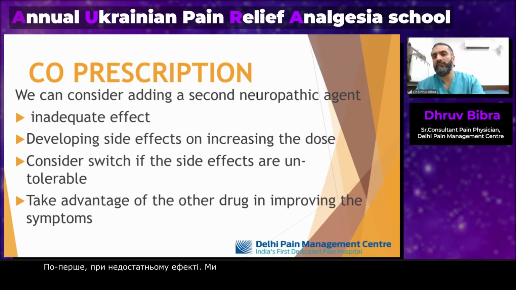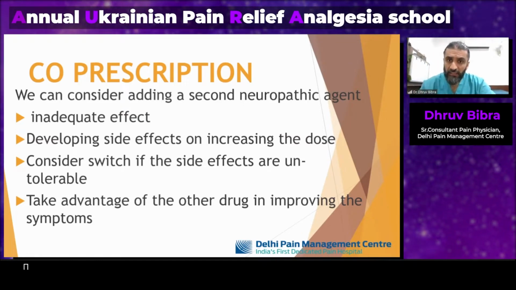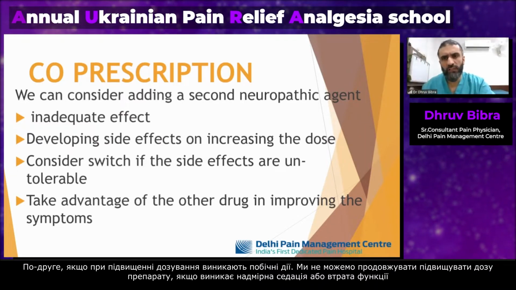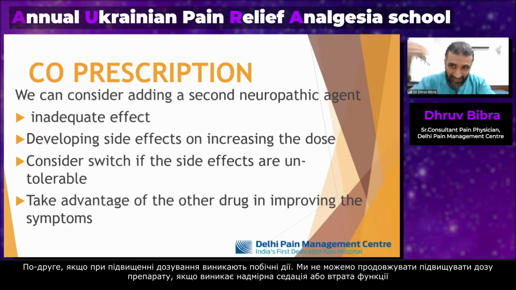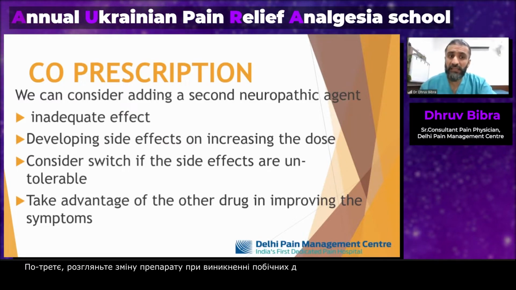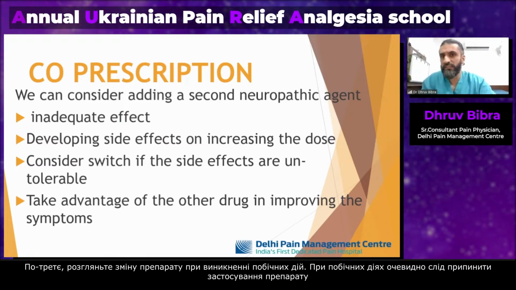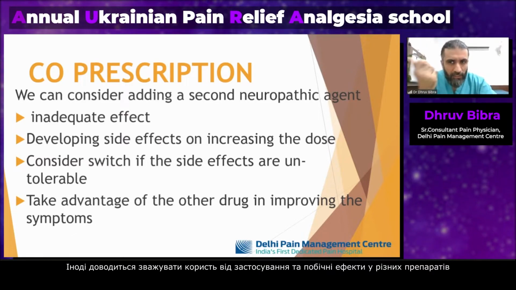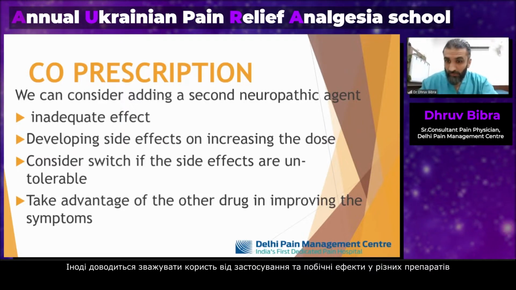Firstly, there is inadequate effect. We tried one drug, the patient is not showing effect. Second is that on increasing the drug, you have side effects. So at the end of the day, we want our patients to function. We cannot keep on increasing the drug to a level where they start having sedation or they become non-functional. Third is to consider switching the drug if there are side effects. If the patient is having side effects, then you obviously need to stop it. Then sometimes we act smart and try to take advantage of the side effects of one drug over the other. Fine, I'll be talking in detail about that.